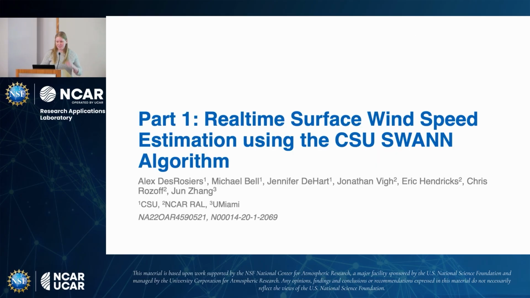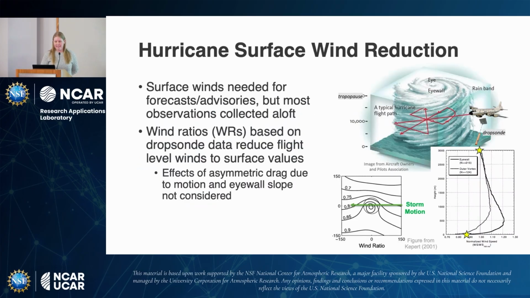So with that, we will start with part one, the real-time surface wind speed estimation using the CSU SWANN algorithm. And this was, again, led by Alex DesRosiers as part of his PhD, but all of these other folks contributed as well. And this is under a NOAA HOT grant. So I'm going to try to give a brief overview of this problem.